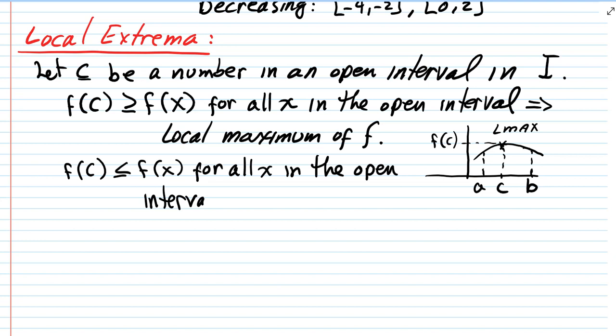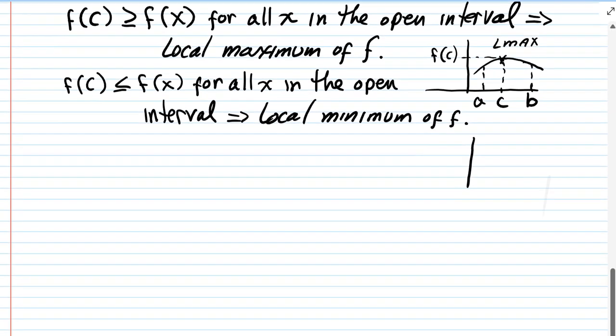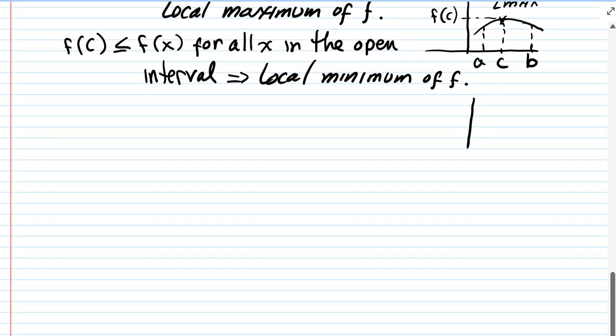Again, this time it means there's no point lower than that. Previously it was higher, this time is lower, in an open interval. Therefore, we have what we call a local minimum of function f.